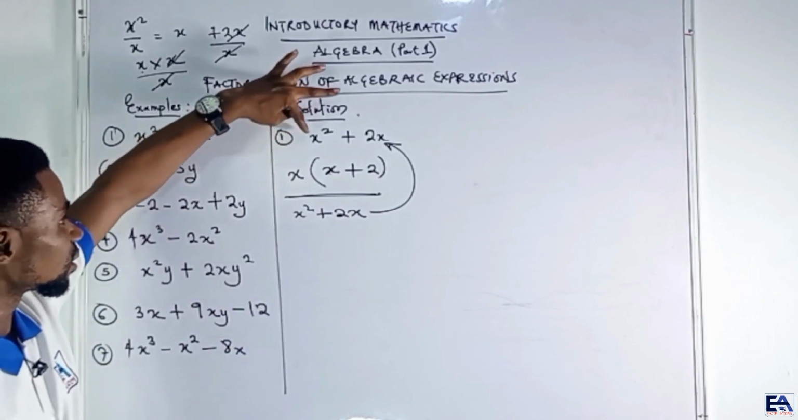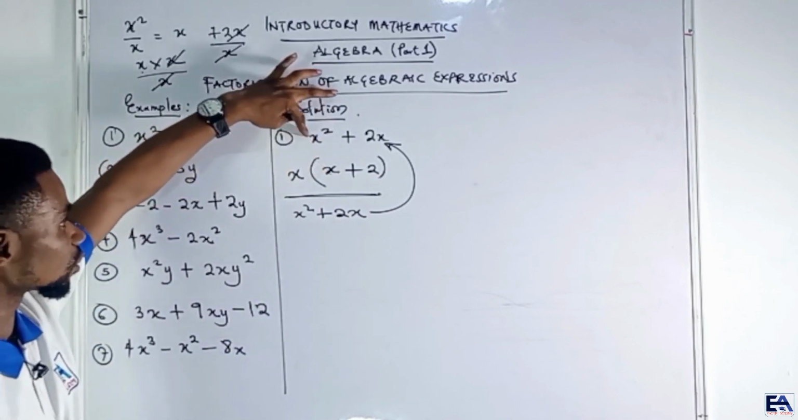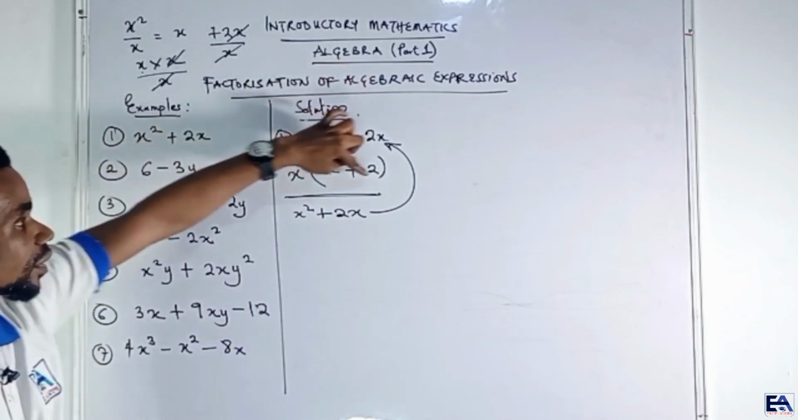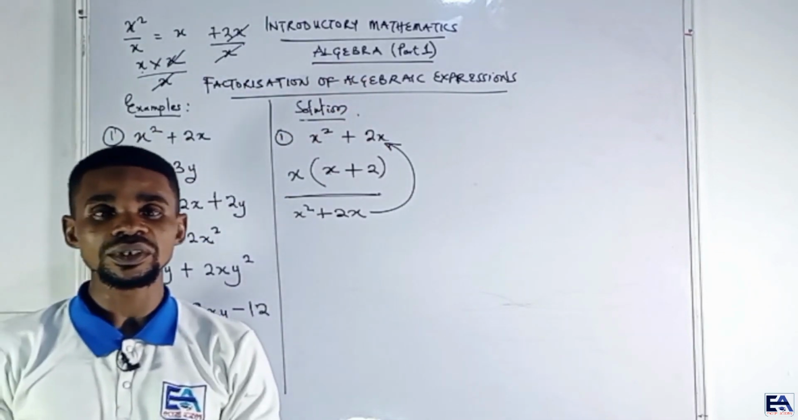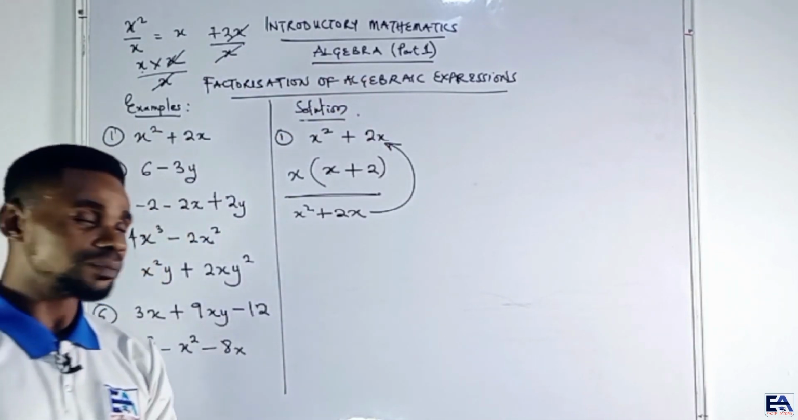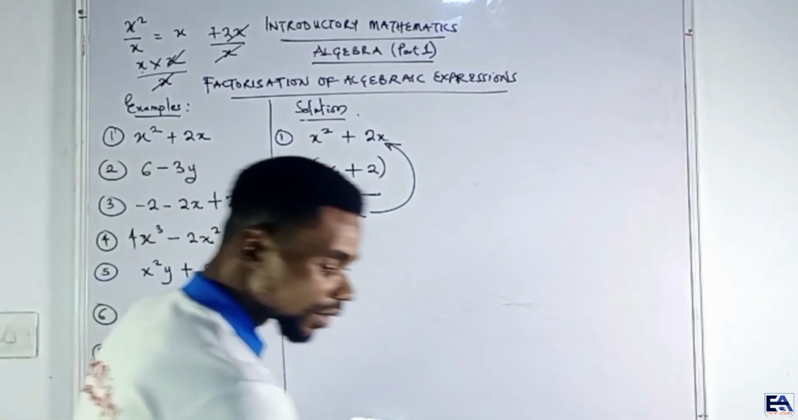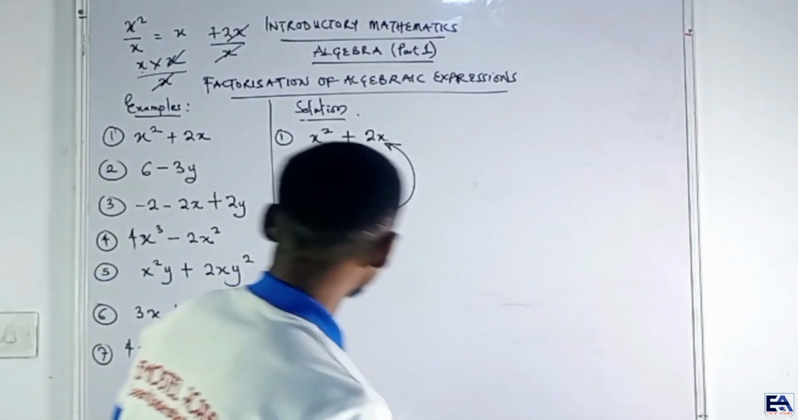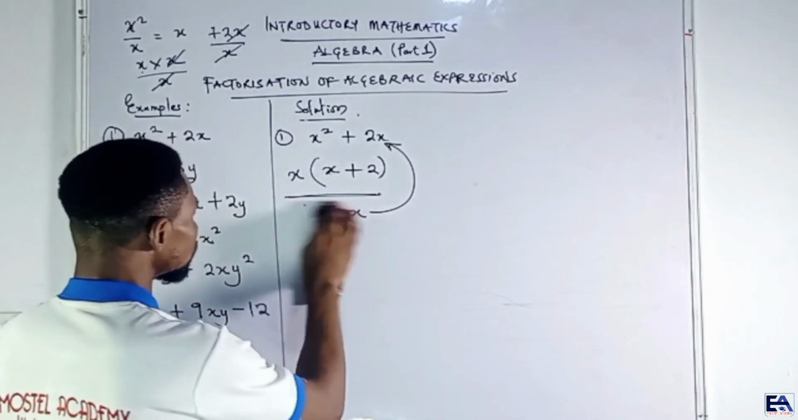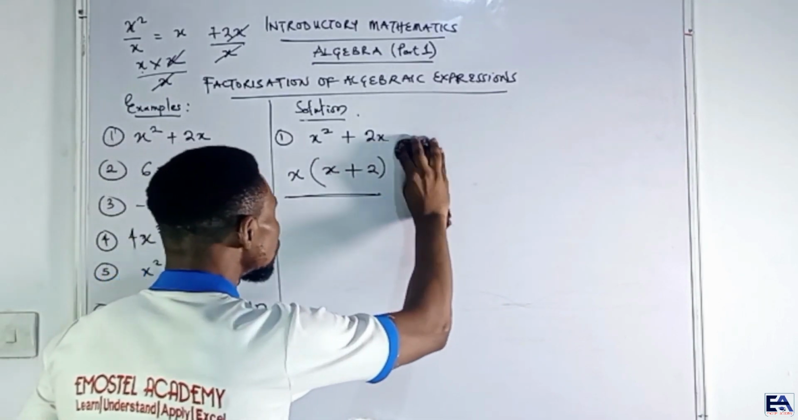You divide this by x to get this, and you also divide this second one by x to get this. So that's how it goes. The opposite of expansion is factorization, and so that is that. Okay, so I don't want to confuse you, so I'm going to rub up this part.